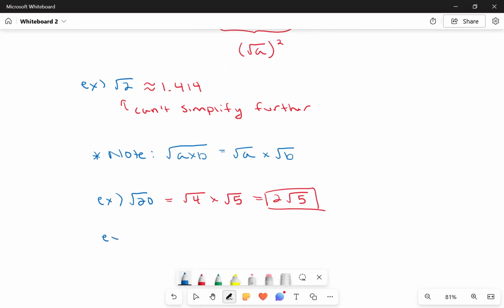Let's try another one. Let's find the square root of 75. If you want to pause the video and do it real quick, go for it. But the perfect square that I see that goes into 75 is 25. So I could think of this as the square root of 25 times the square root of 3. And square root of 25 is 5, and then square root of 3, I can't evaluate. So that would be the answer.